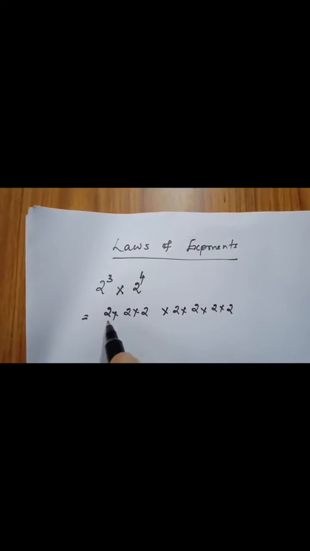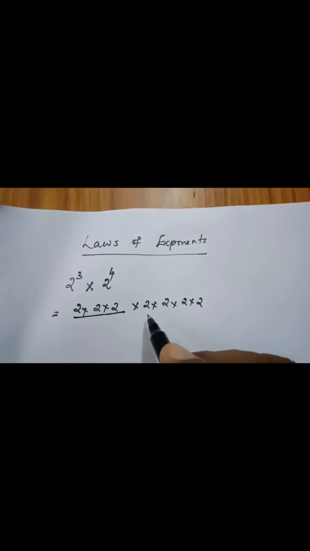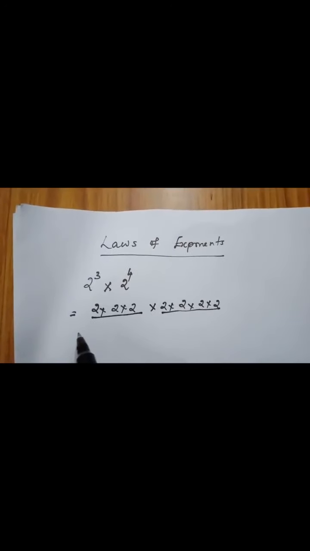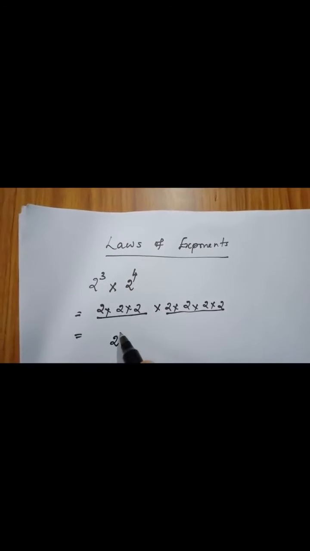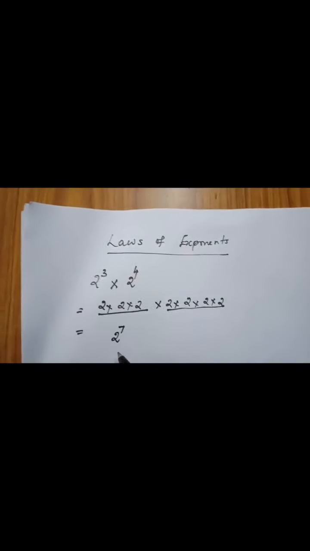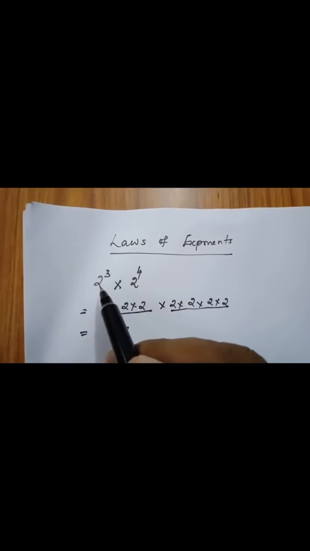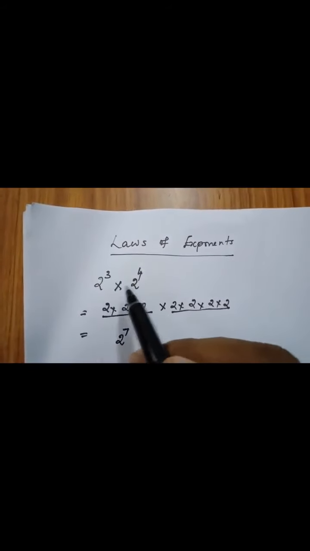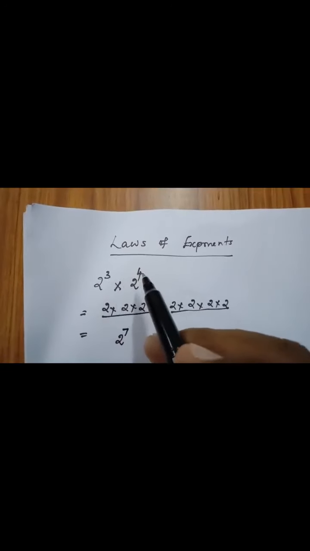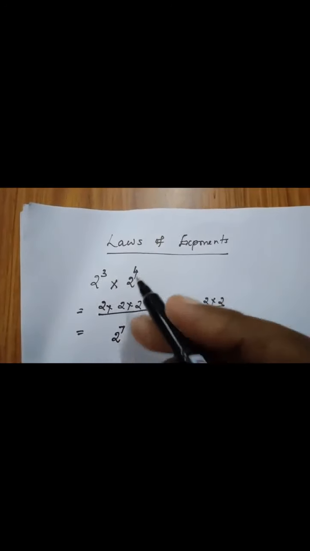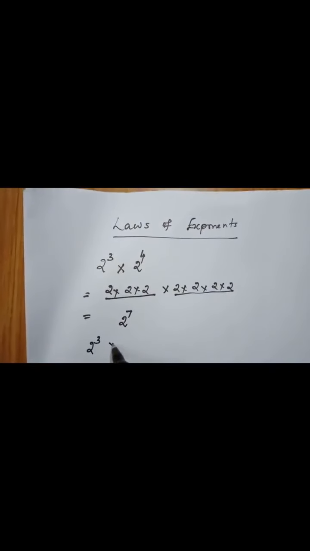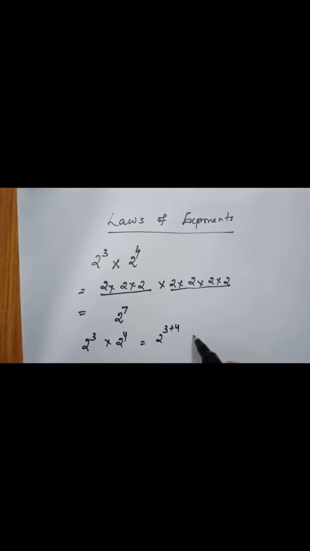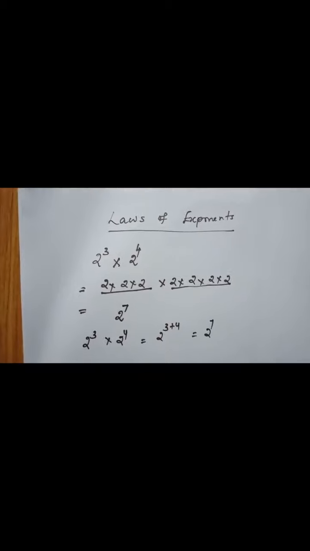and here we can see that 2 multiplied 3 times, here 2 multiplied 4 times. So in total we can see that the same number 2 is multiplied 7 times. So we can write it as 2 to the power 7, and we can see that here the bases are same and the powers are 3 and 4, and when we add the powers 3 and 4 we will get 7. So we can generalize 2 to the power 3 into 2 to the power 4 as 2 to the power 3 plus 4, which is equal to 2 to the power 7.